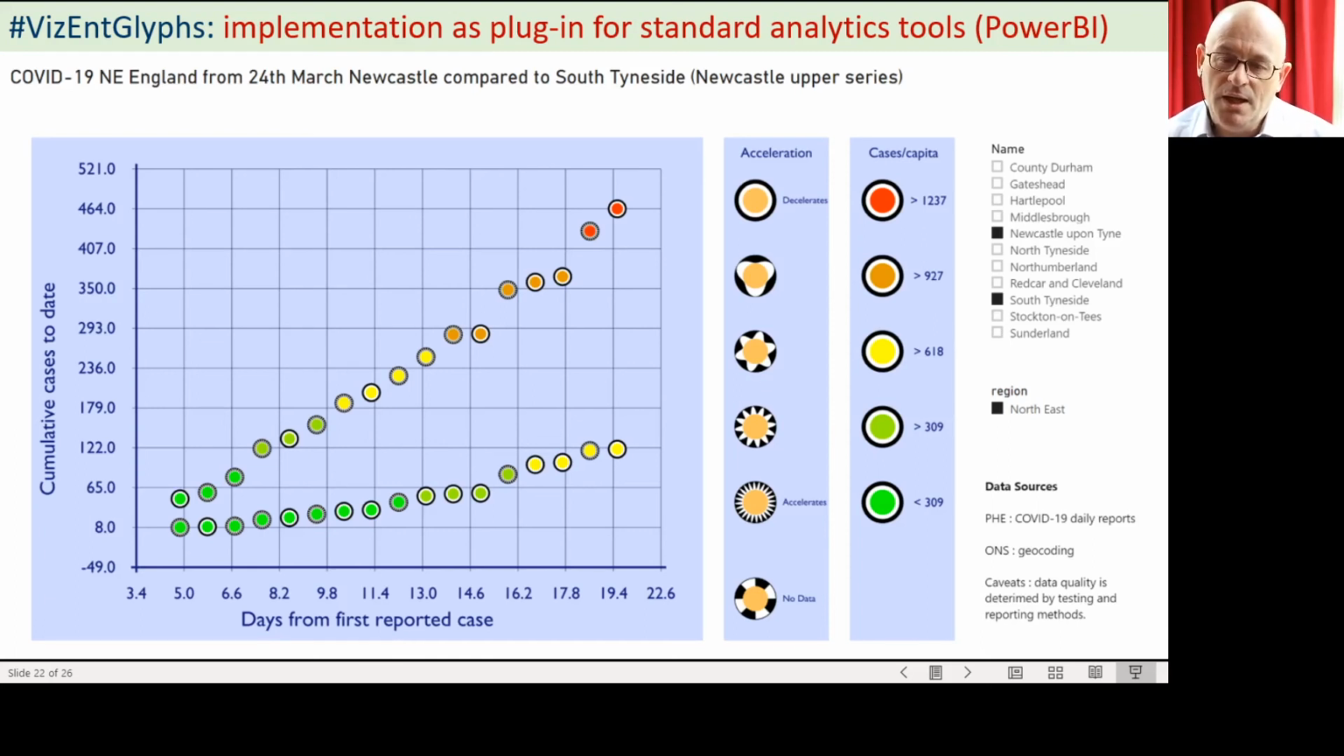But here there are several things going on. The dots represent the number of COVID cases per day in either South Tyneside in the lower line or Newcastle in the upper series. The colour represents the number of cases per capita. The height represents the cumulative total number of cases to date. And the shape is representing the acceleration. So it's of interest to know if the outbreak is increasing, accelerating, or decelerating, slowing down. And so we tried to code that into this mock-up here.